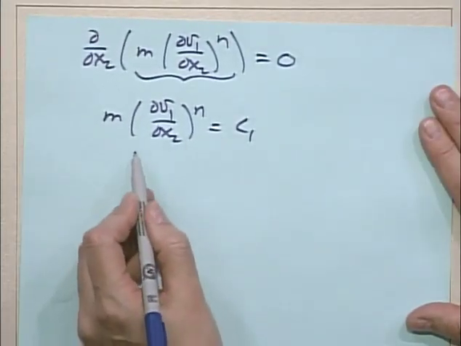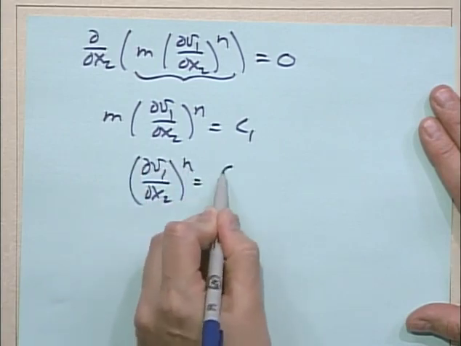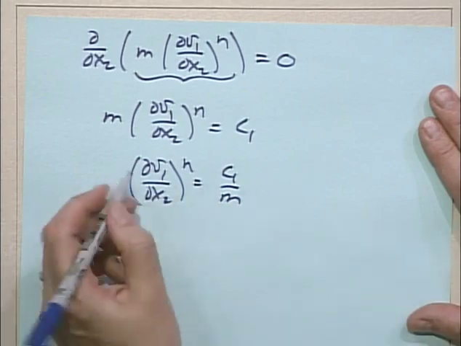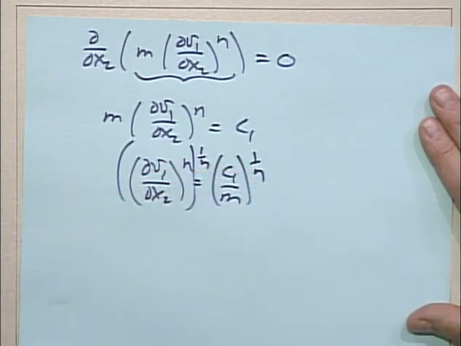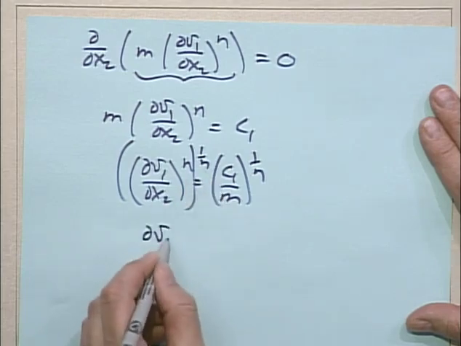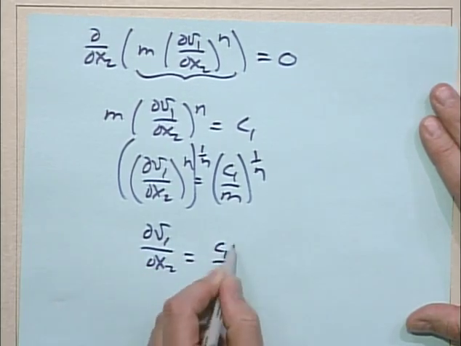Divide through by m. We get dv1 dx2 to the n equals c1 over m. Take the nth root. This constant on the right-hand side is getting complicated, but it's still an arbitrary constant. So we could just rename it if we liked, since we still don't know what it is. But make your choice. You can do that or not. Take that nth root, you get dv1 dx2 equals this constant, c1 over m to the 1 over n.